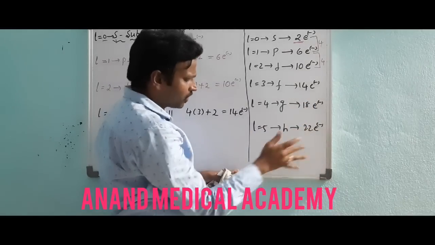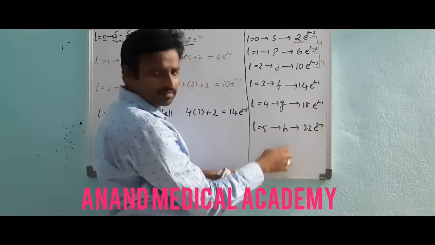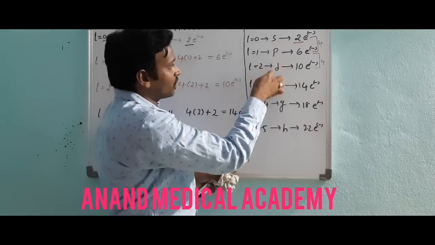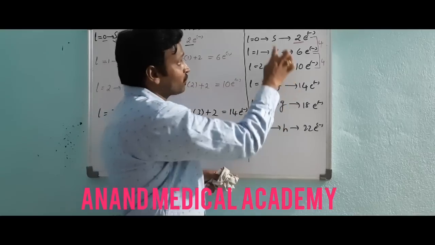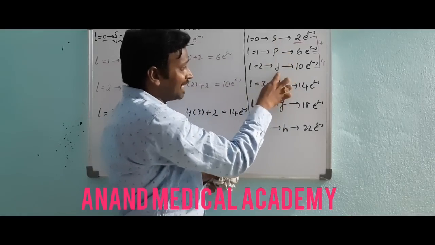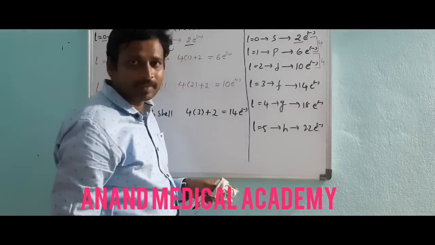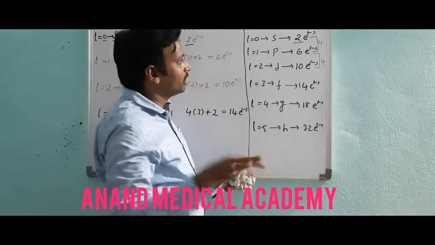Next, how many electrons? After G, H, I alphabets, and from F onwards, only these first ones you have to remember, because the first letters are S, P, D, and afterwards F, G, and so on.